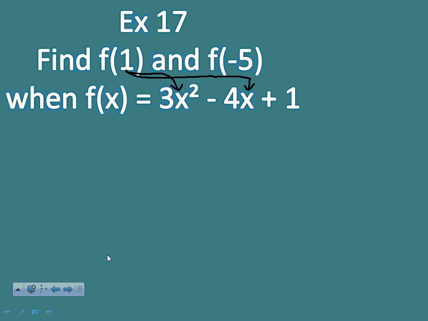Solve it. Okay, what can you put instead of y, or instead of f of x? You can put y equals, so we will put 1 in first. Solve it out. And then we are going to put in negative 5.